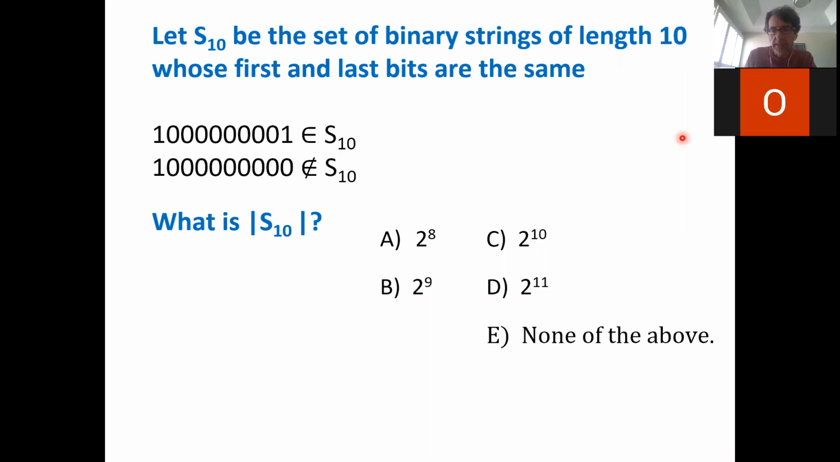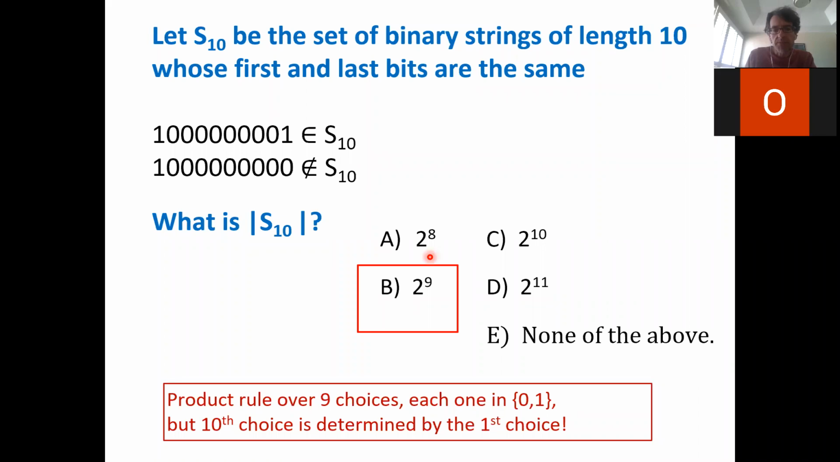Okay, so yes, it is set B. And that's because, think of this as a product rule. You're making choices for each of these indices separately: you have two choices for the first, two choices for the second, two choices for the third, etc., until you get to the 9th. But then for the 10th, you have no choice. It has to be a copy of the first. So there are no choices at the last digit. That's why it's this one.